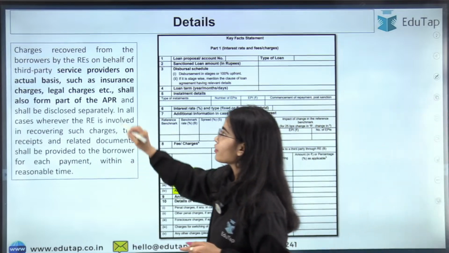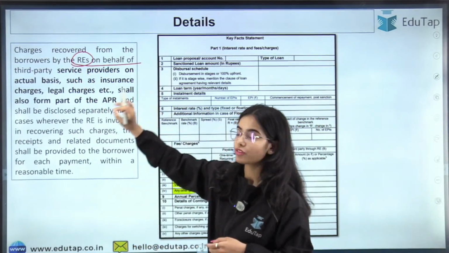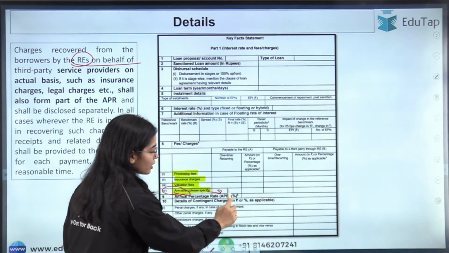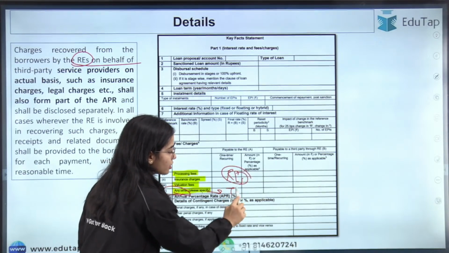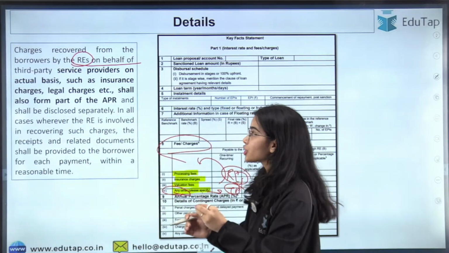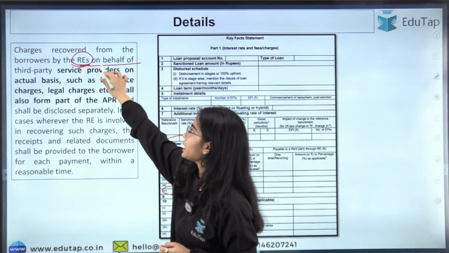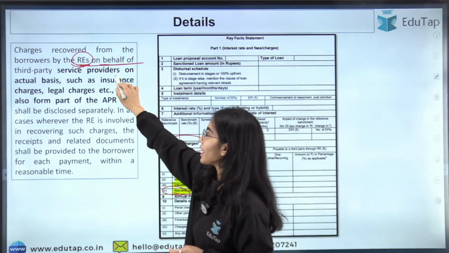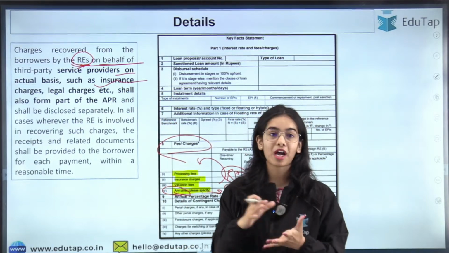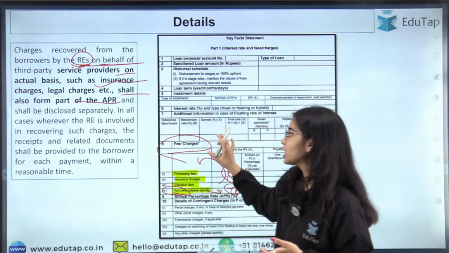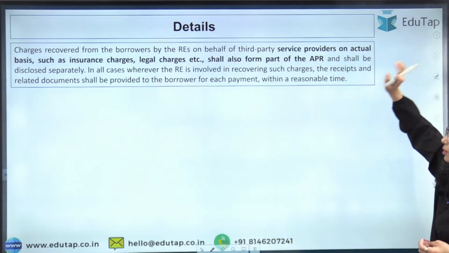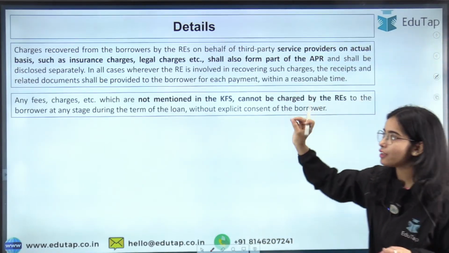Okay, next is charges recovered from the borrowers by the regulated entities on behalf of third parties. Even if any charges are taken on behalf of the third party, they should also be shown in the fees or charges by the regulated entity. Charges recovered on an actual basis, such as insurance charges, legal charges if there are any, or third party platform charges, shall also form a part of the fees and charges, and shall also form a part of the APR, that is the annual percentage rate.